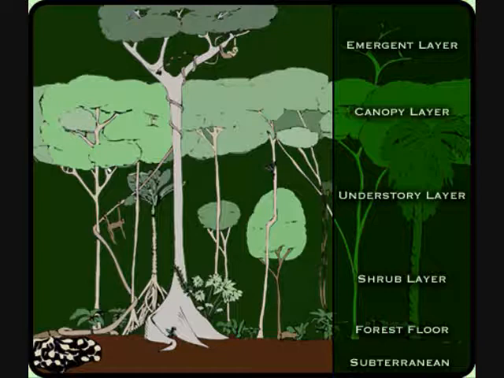The rainforest is divided into 5 different layers, with different plants and animals adapted to live in each particular one. They're the ground layer, the shrub layer, the understory layer, the canopy layer, and the emergent layer.